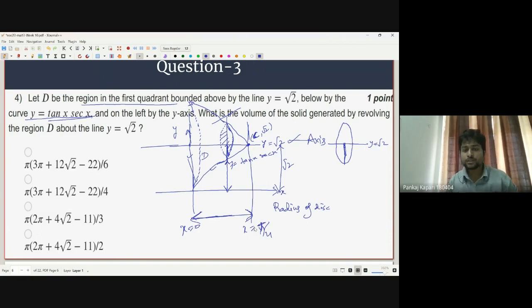Okay. So the radius of this disk is just equal to root 2 minus y. So let's call this particular distance, at any point x, this distance will be y, right? And then the radius of the disk is just root 2 minus y. This will be the radius. So because we want this radius in terms of x, let's write it as root 2 minus 10x times sec x, right? So this will be our radius.